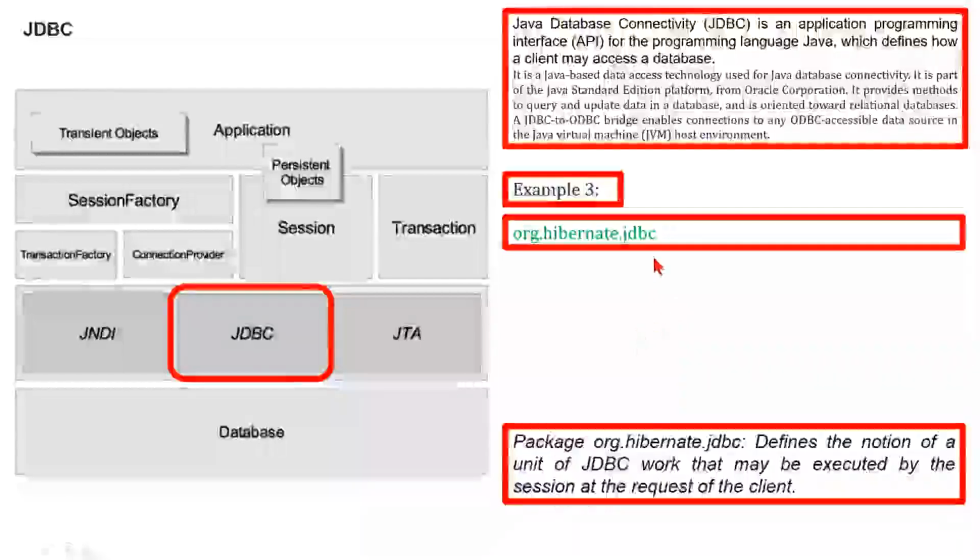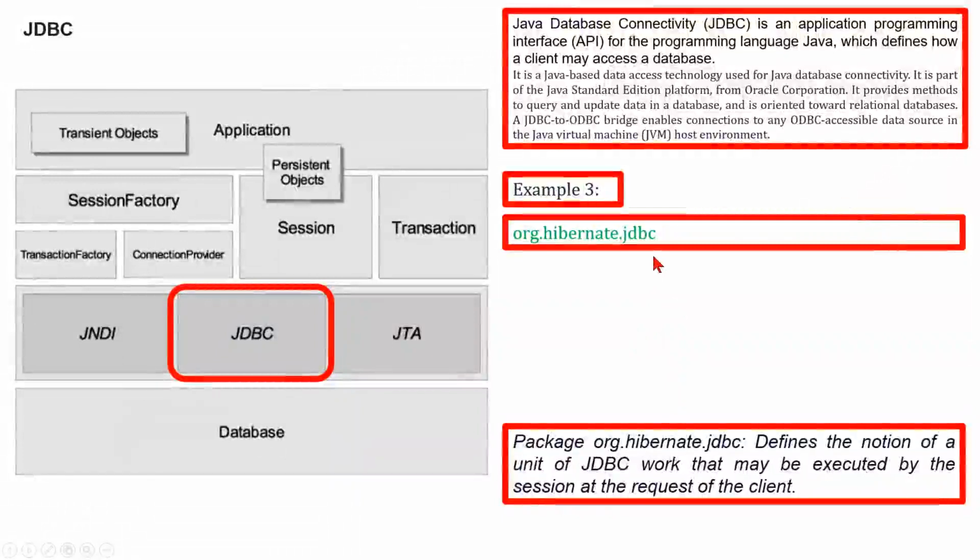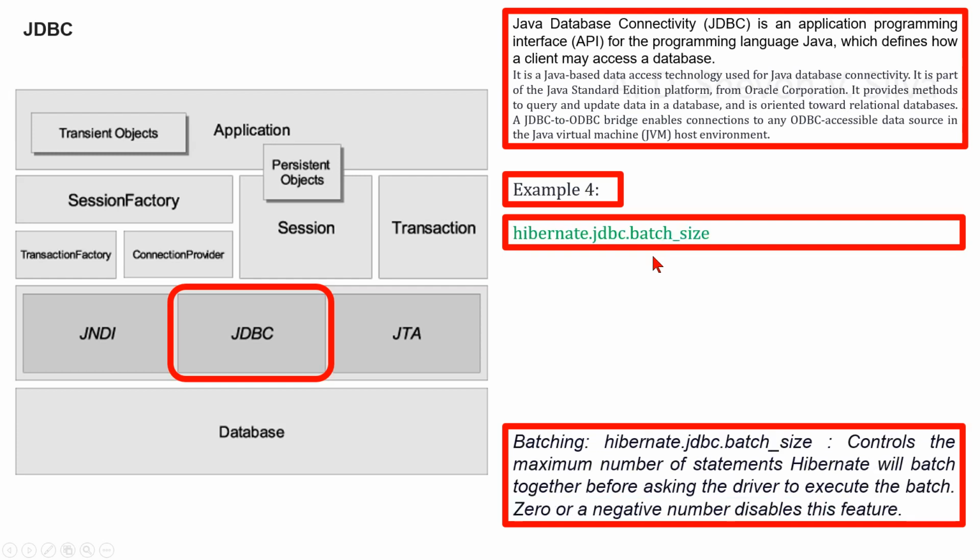We are considering the package org.hibernate.jdbc, which defines the notion of a unit of JDBC work that may be executed by the session at the request of the client. Here we are considering batching. Hibernate can leverage JDBC batching. This is one of the settings that controls this behavior. The hibernate.jdbc.batch_size setting controls the maximum number of statements Hibernate will batch together before asking the driver to execute the batch. Zero or a negative number disables this feature.